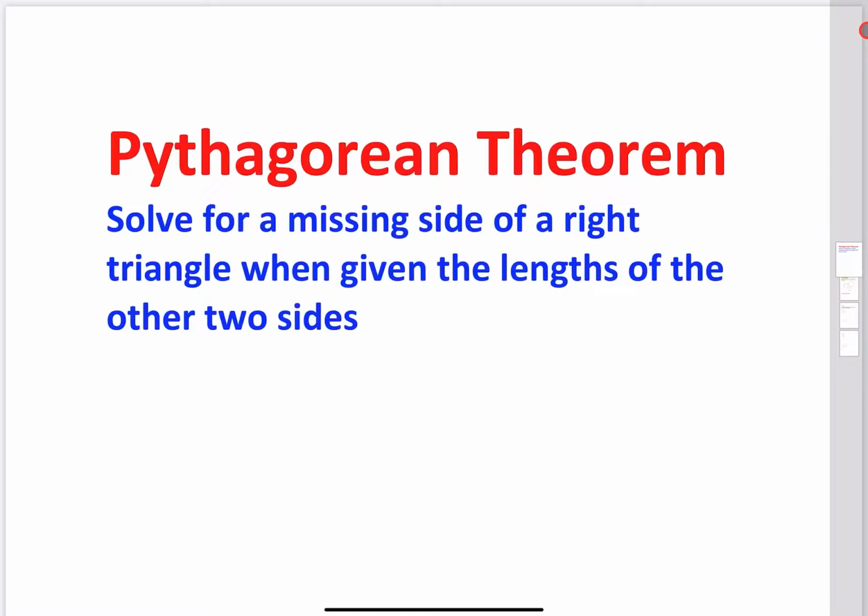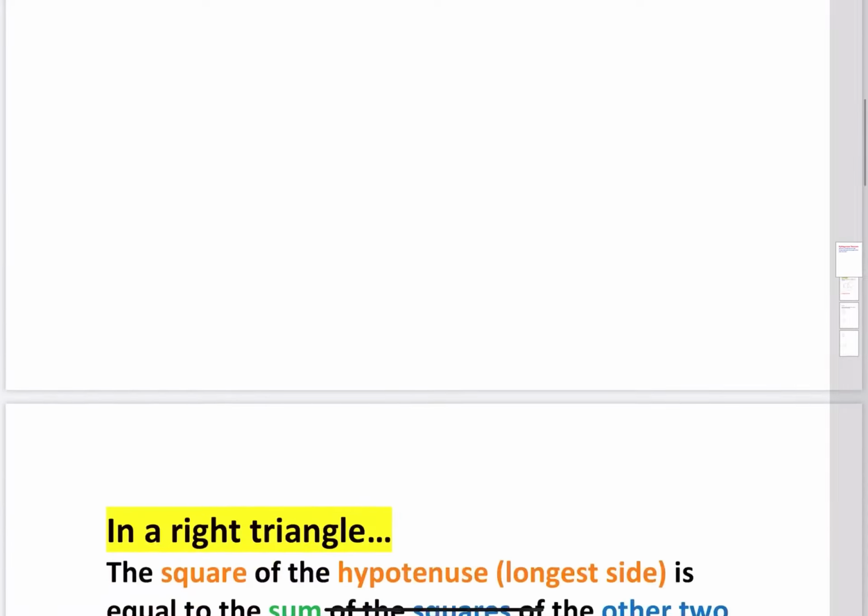Hey everyone, Teacher Chang here today, and today we're going to use the Pythagorean Theorem to solve for a missing side of a right triangle when given the lengths of the two other sides. All right, so let's go ahead and take a look at what we have here.